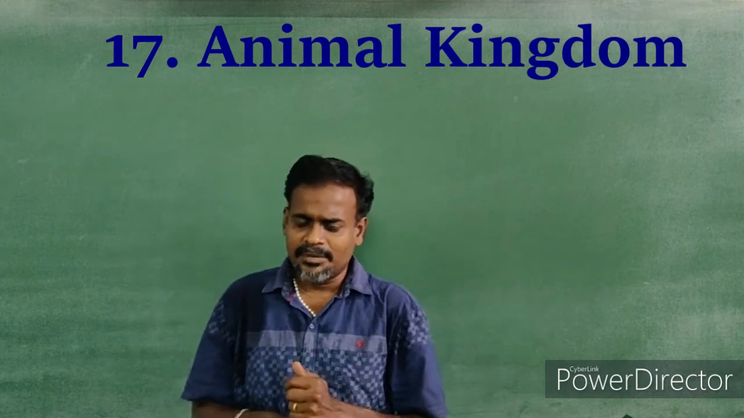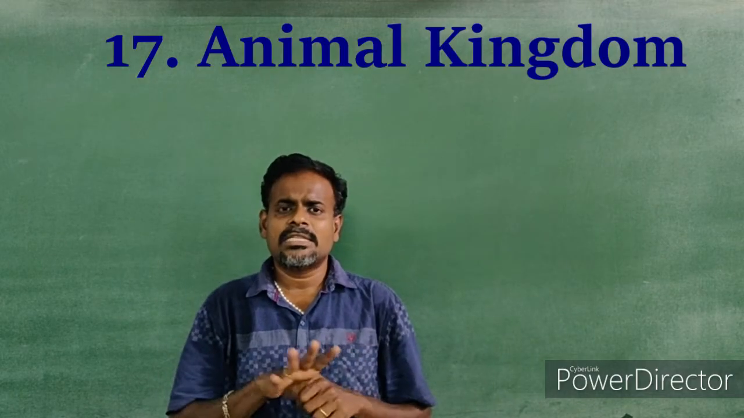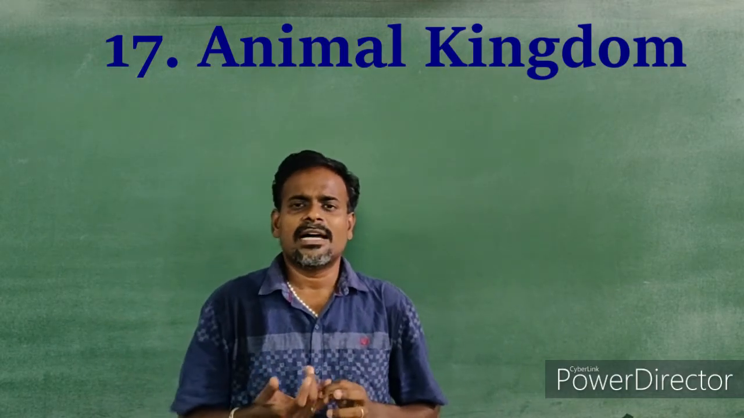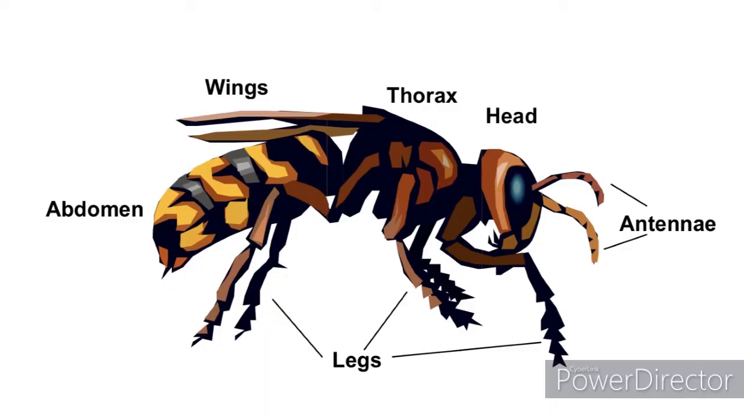The next is phylum Annelida. Annelids include earthworms, which have a segmented body. That is the specialty of annelids. The next one is Arthropoda. Insects come under Arthropoda, where you come across a segmented body. And secondly, they have 3 pairs of legs and 2 pairs of wings.